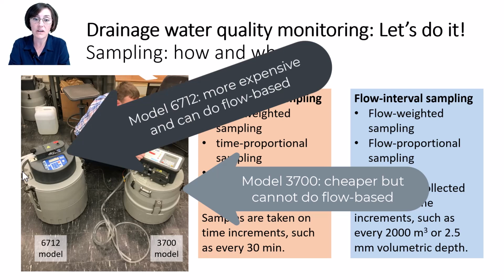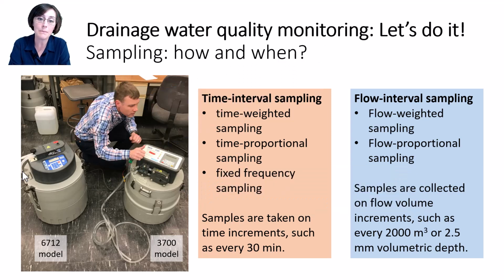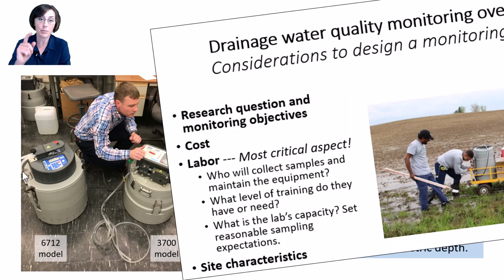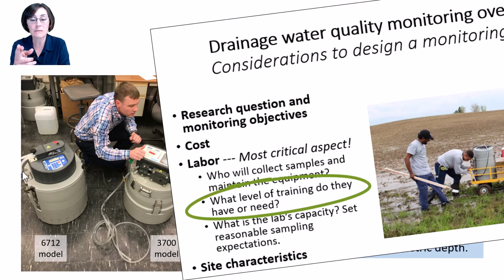We use 3700s because they're roughly half the cost of 6712 models. So at many sites we do time-based rather than flow-based sampling, although we know that flow-based sampling is generally recognized as better. Also remember, from the previous module, you need to consider not just the cost, but also your team's expertise and training when designing a monitoring program. I have found that for people who haven't programmed autosamplers before, time-based sampling is much more straightforward to program.